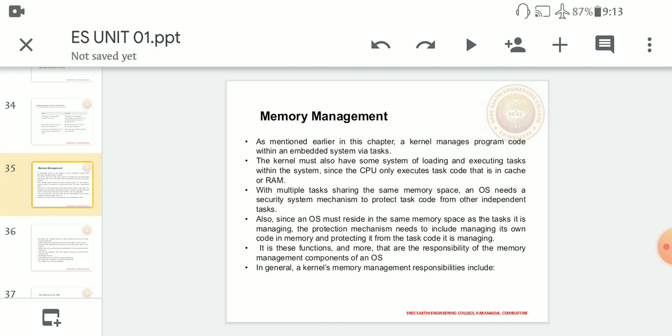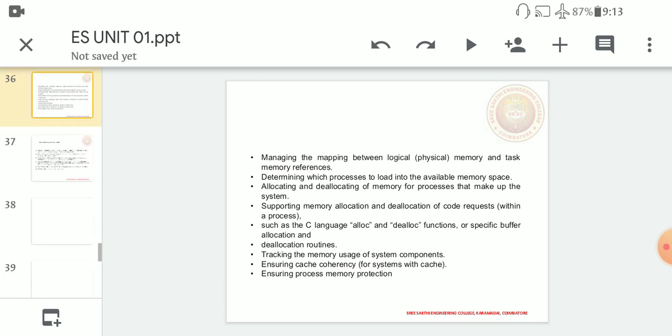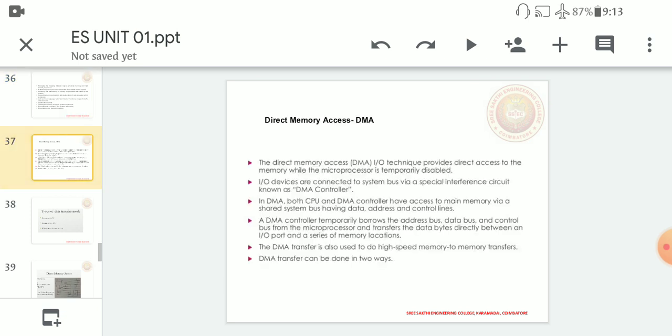And the next one is memory management. So how memory is managed in an embedded system. Here it basically depends on RAM and ROM, cache memory and virtual memory. And here are some topics on how it is managed: mapped, tracking, ensuring, etc.